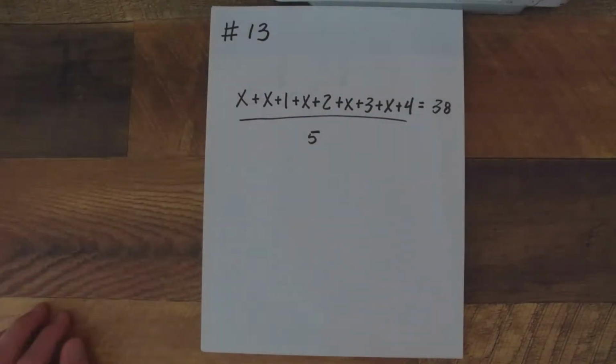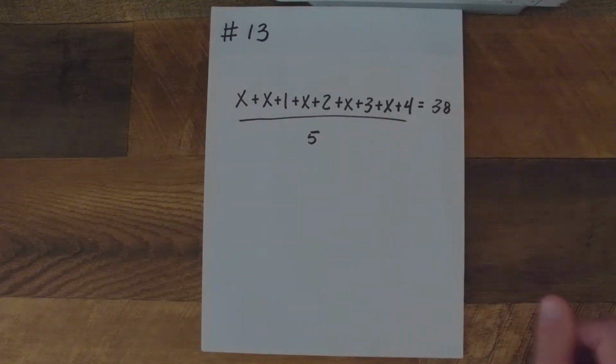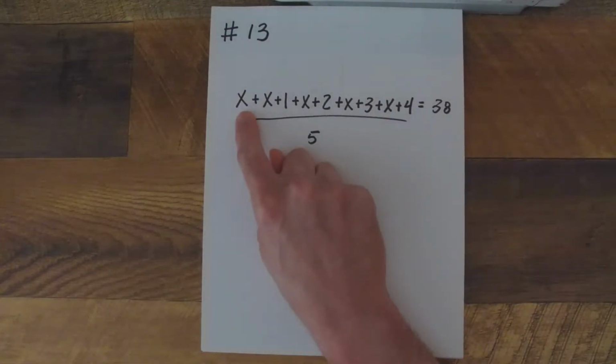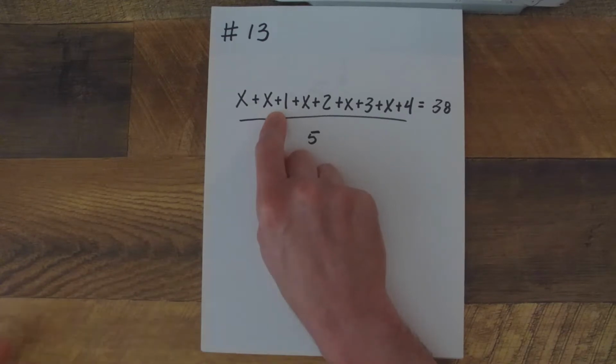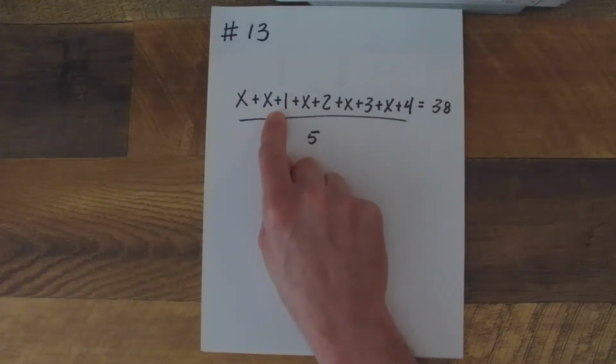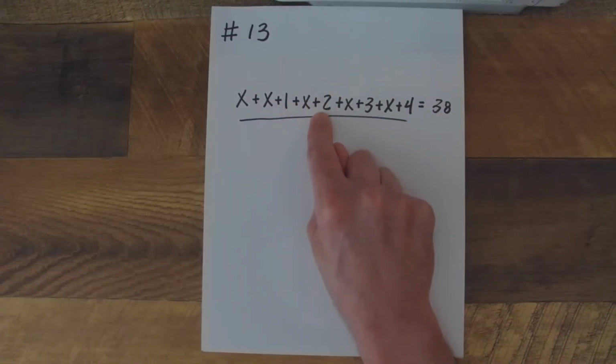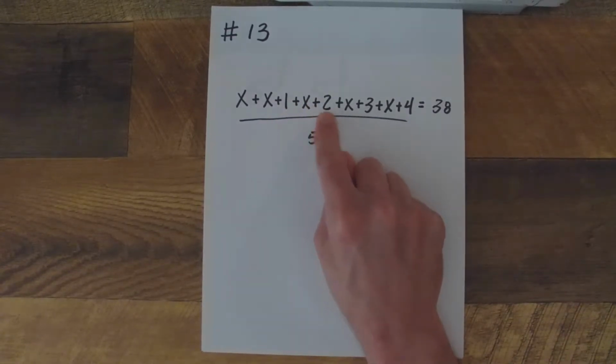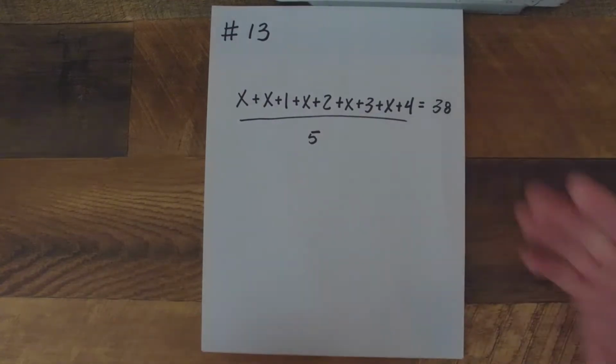The average of 5 consecutive numbers is 38. What is the smallest number? This is how you would need to set this question up. We have 5 numbers. X represents the first one. Well, if we added 1 to the first number, that would give us the next number because they're consecutive. So the next number must be the original plus 1. The number after that must be the original plus 2. The number after that must be the original plus 3, and so on and so on.